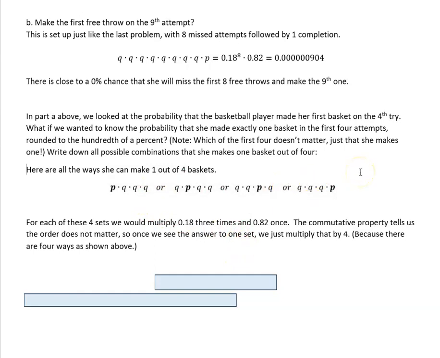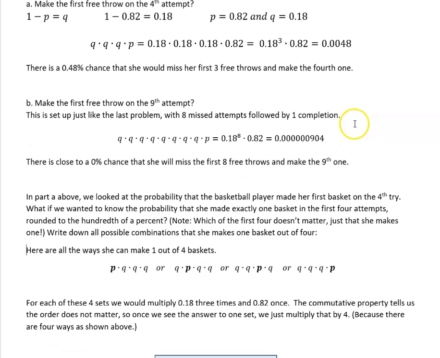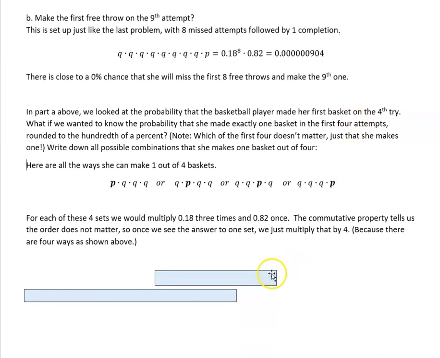Up here, we just wanted to know the chances that she would make exactly one, with the last one being the one she makes. That's this probability right here. But if we want to know the chance that she would make one, but not necessarily in that order, we would say there are 4 different ways to do that, right? These are all the 4 ways that she could make 1 out of 4 free throws.